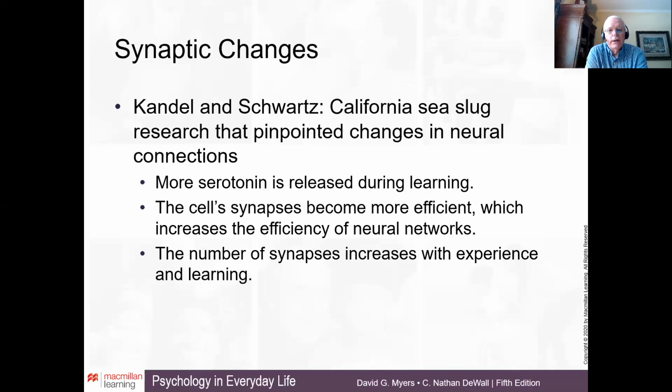These researchers, Kandel and Schwartz, in an effort to study what's going on at the level of the neuron, picked an animal, a creature, that has really big neurons. It's a sea slug, a very primitive creature. And they studied what happens in the brain of the sea slug when memory is taking place. And they chose a classical conditioning paradigm to study this process.